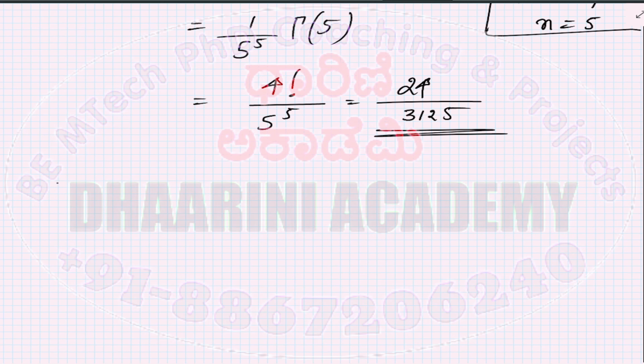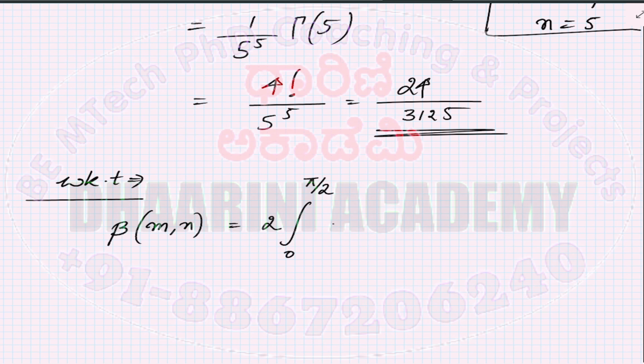So what we do, I'll start from this. We know the definition of a beta function. So that is beta of m comma n, which is nothing but 2 times the integral 0 to pi by 2 of sine to the power 2m minus 1 theta, cos to the power 2n minus 1 theta, d theta.